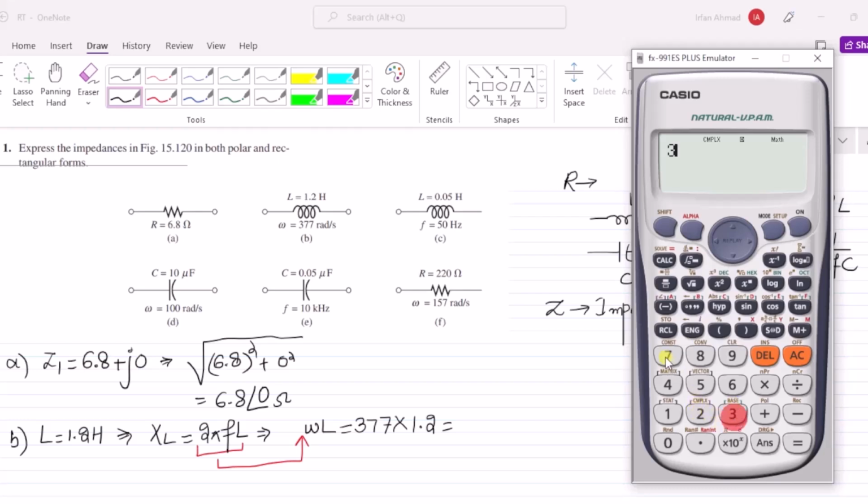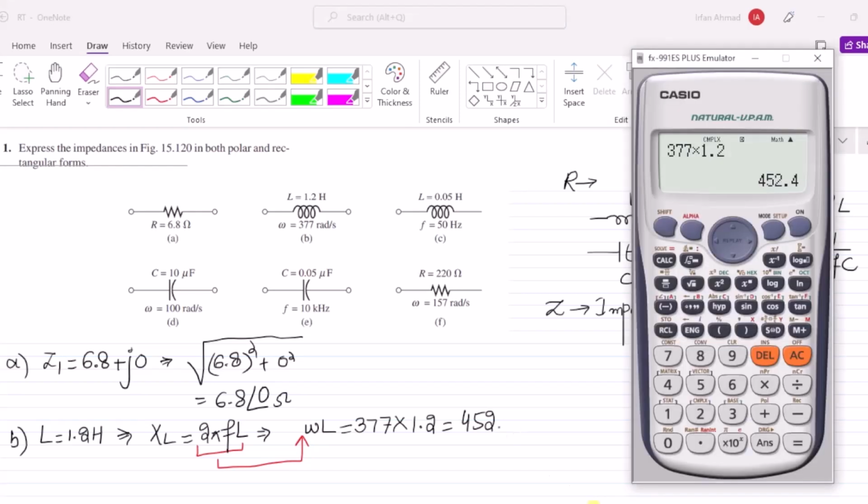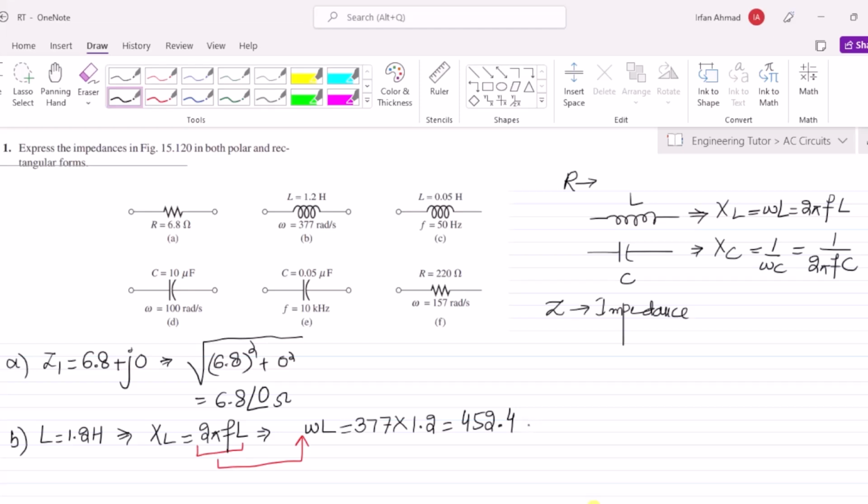Okay, so multiplying it, 377 multiplied by 1.2, what I will get here is 452.4. So that is basically the inductive reactance, and that is in ohm. So once the value of the inductive reactance is calculated, this is basically the imaginary quantity, and here I always have to use the value plus j.